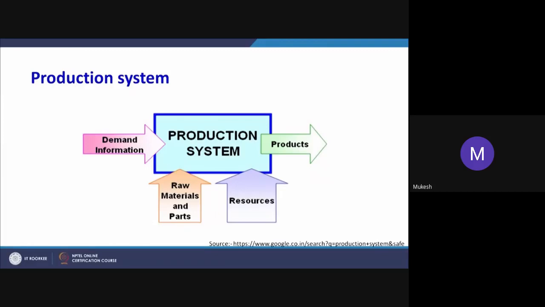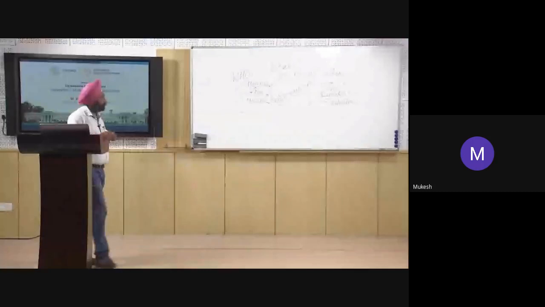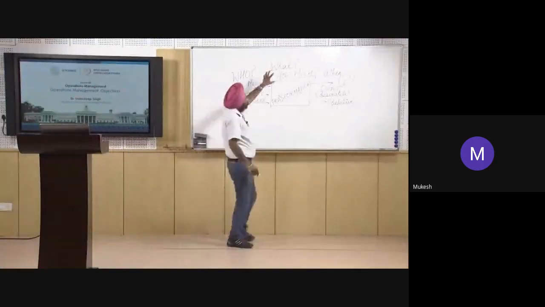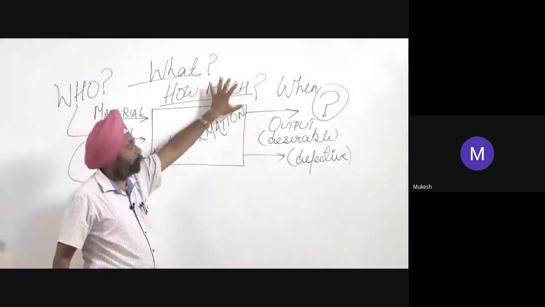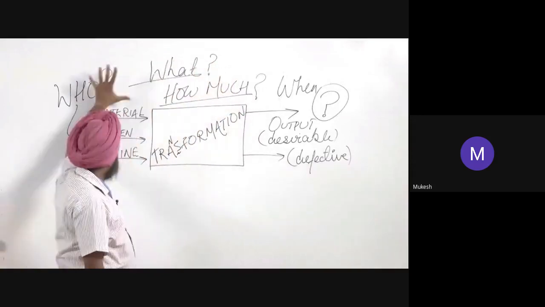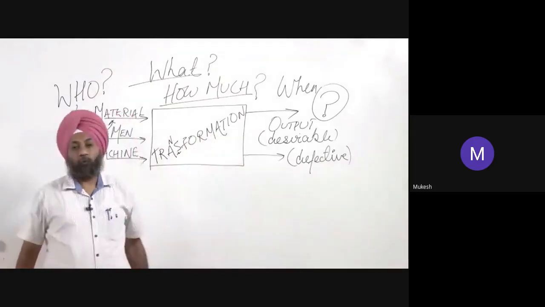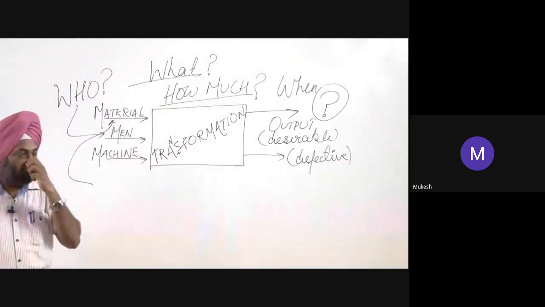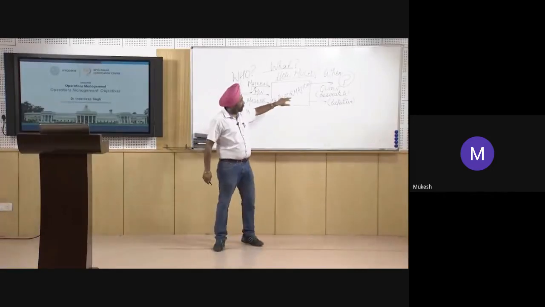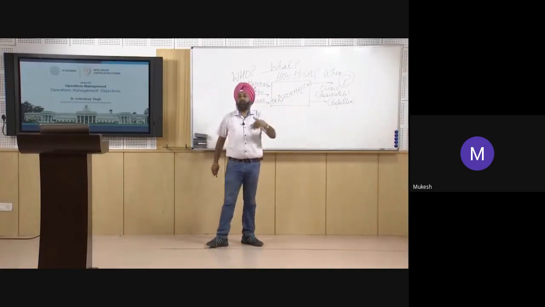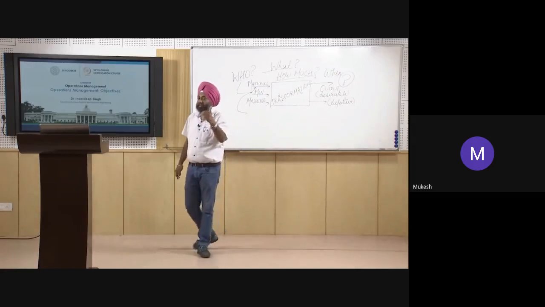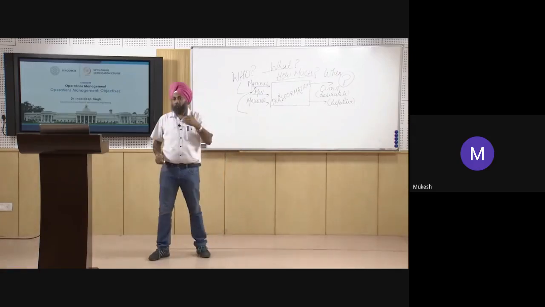Again, on your screen you can see how the production system looks. There is demand information, then there are raw materials, parts and resources, and finally we get the product. So we have to take a call here on what has to be produced and how much has to be produced. These two will send an input here, and that input will then be transformed into the output. That number is very important, because once you have that number, all the other decisions will depend on it. We will cover that when we come to our session on sales forecasting.